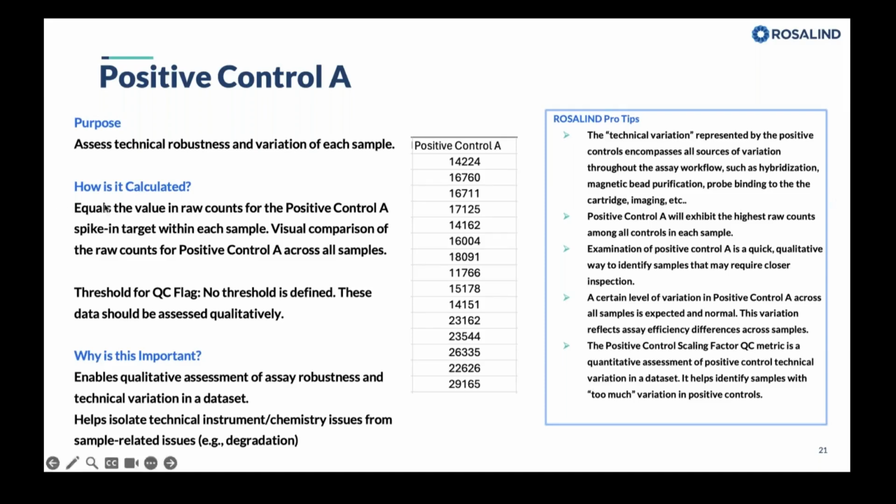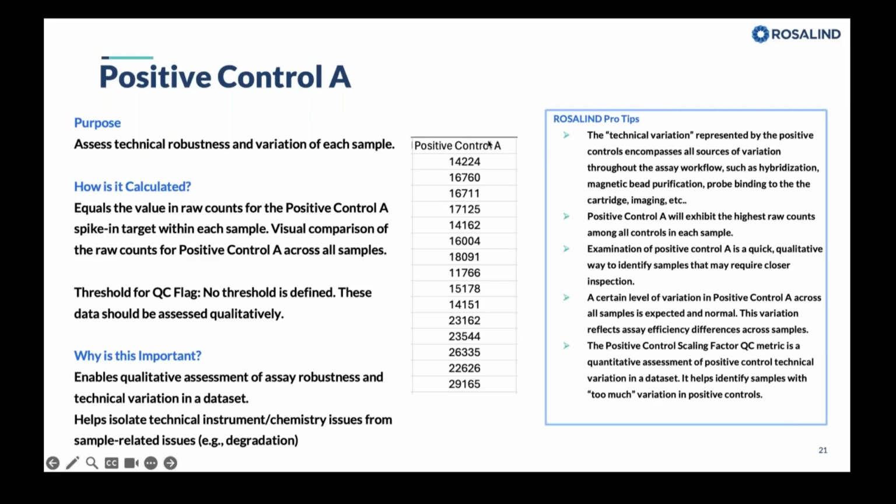I want to look across here and see how much variation there is across all my samples. Again, this might help isolate technical issues in the instrumentation or the chemistry versus RNA degradation types of issues. On the right-hand side, I give all this detailed information, these pro tips that you can take home and study further after this session is over.